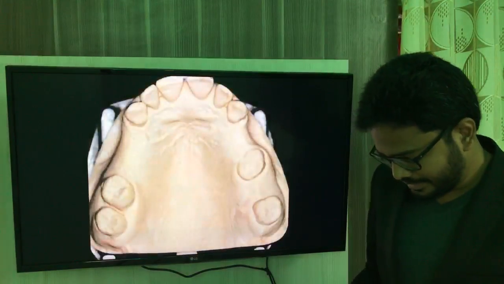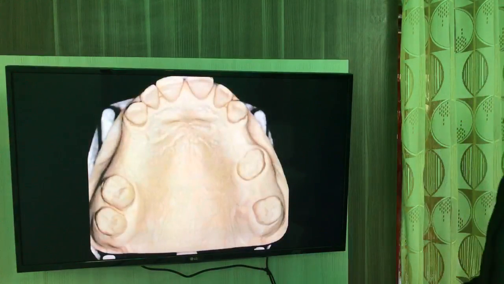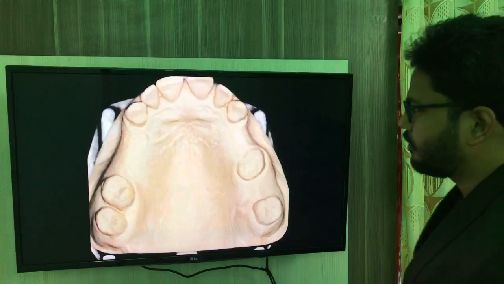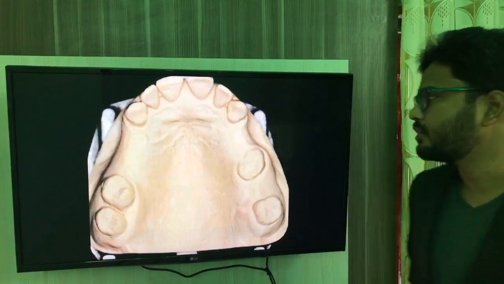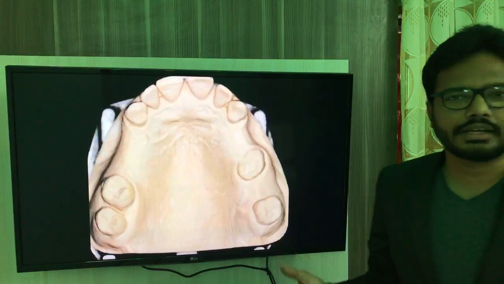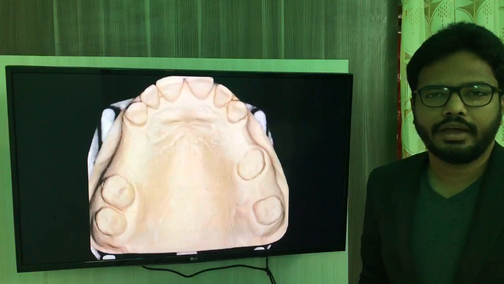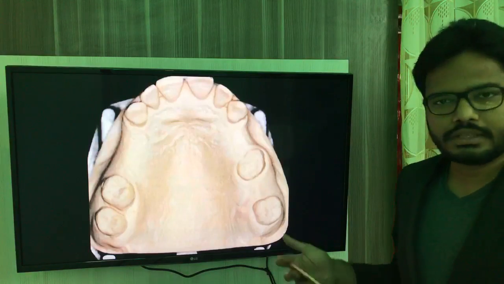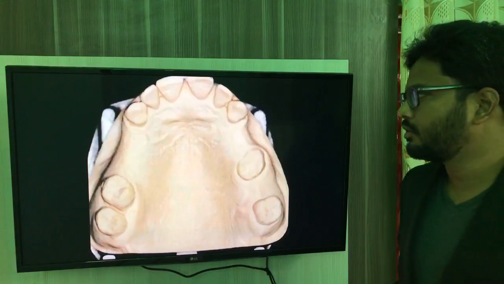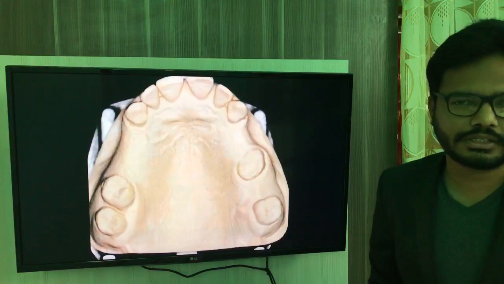Now, I'll show you a few other images. So what about this cast? What classification does it fall under? You can see various edentulous areas, right? So how do you classify, and on what basis do you assign this to a particular classification?